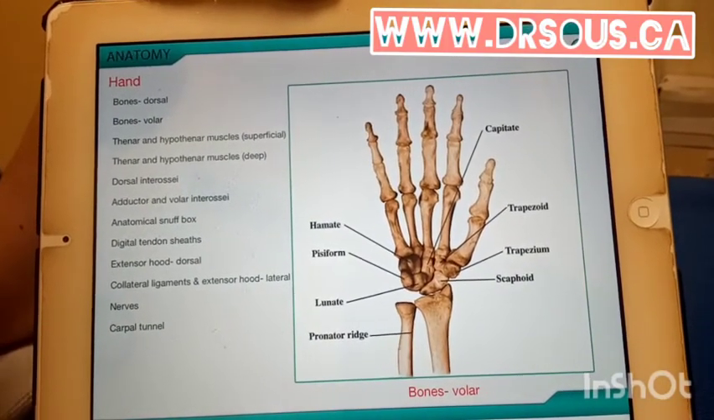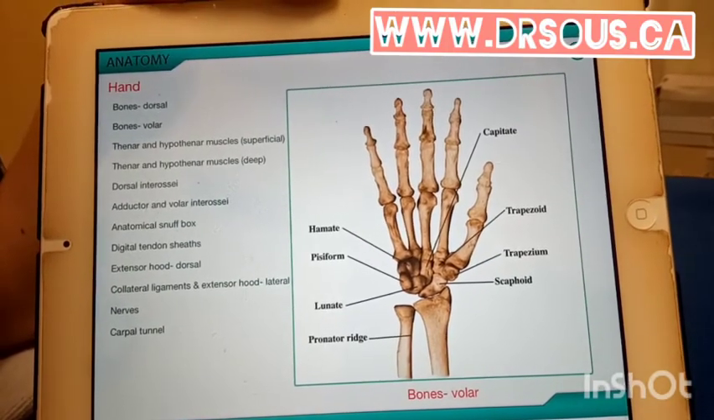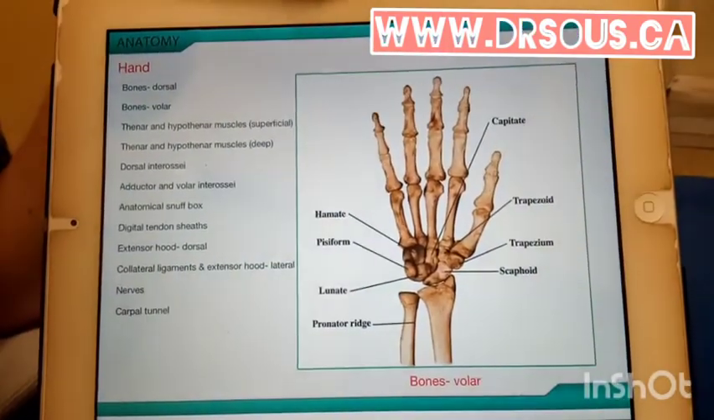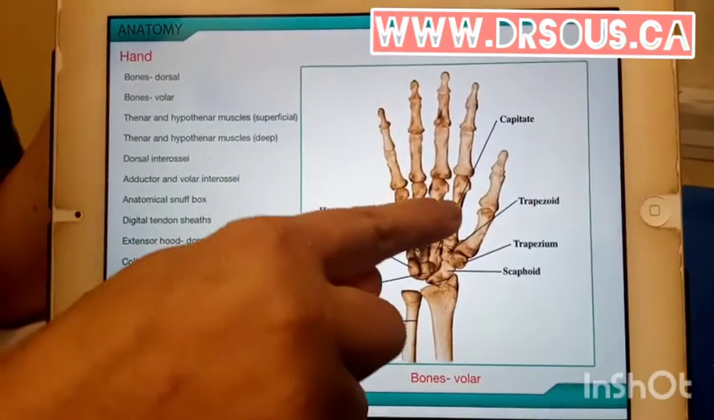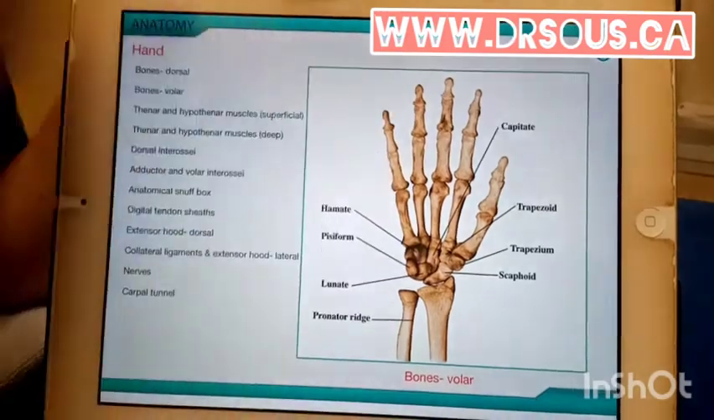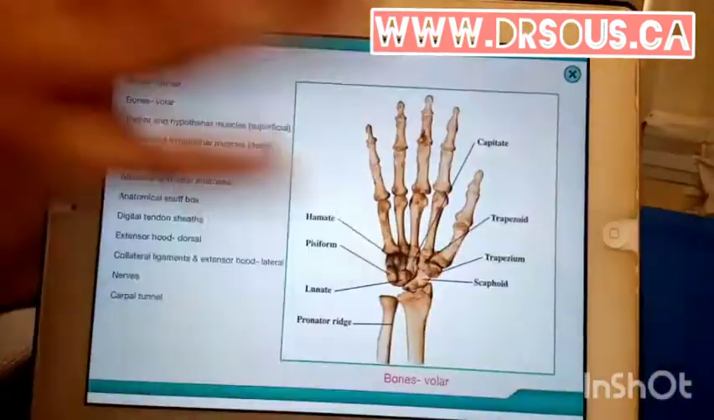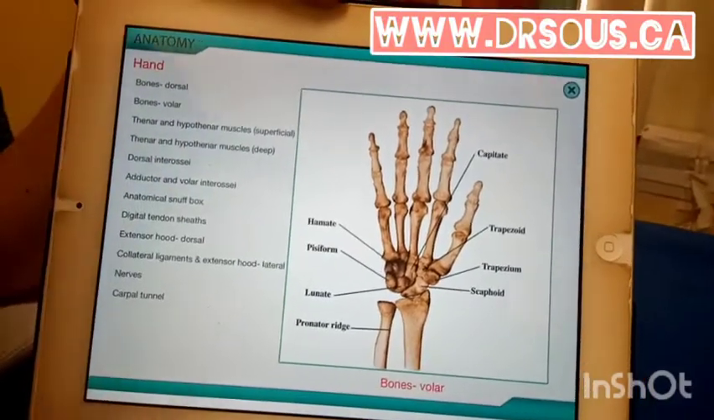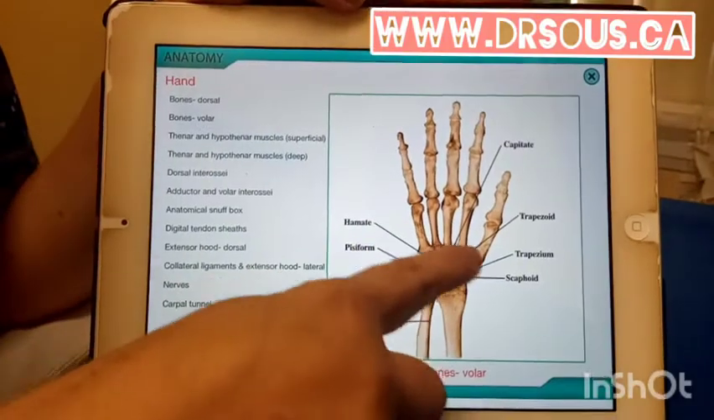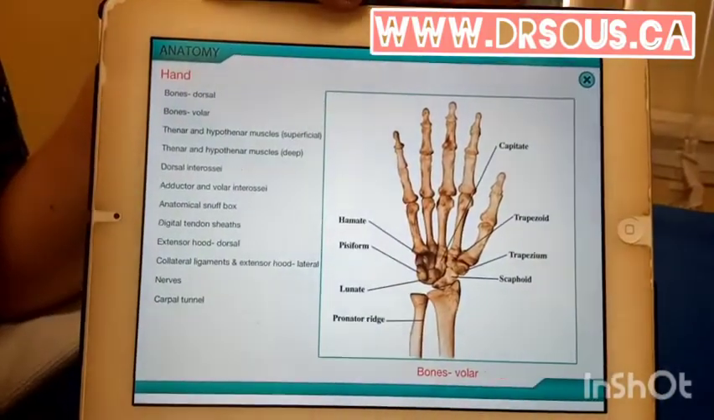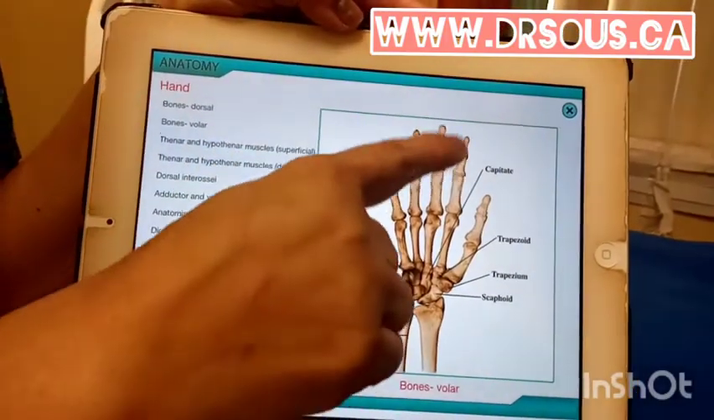Now we are going to follow with the metacarpal area. Like in the feet, these are the longer bones that are here. So this is the metacarpal area. The metacarpals are named number 1, number 2, number 3, number 4, number 5. And then we are going to continue with the phalanges that are in this area.